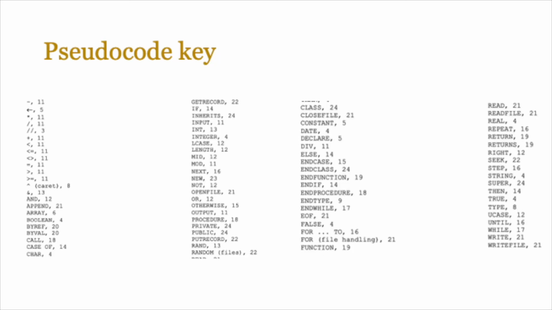Now, most of the pseudocode that you encounter is going to be pretty straightforward. So you've got your operators, things like AND, APPEND, ARRAY, BOOLEAN. This pseudocode key is quite useful because in one screen it outlines all the different types of pseudocode that you need to be familiar with. This is at the back of the pseudocode guide anyway, so you can just have a quick look through that. And if there's something that you're not sure of, please do have a look through that. We'll hopefully be practicing most of this as we go through practicing pseudocode throughout the year.